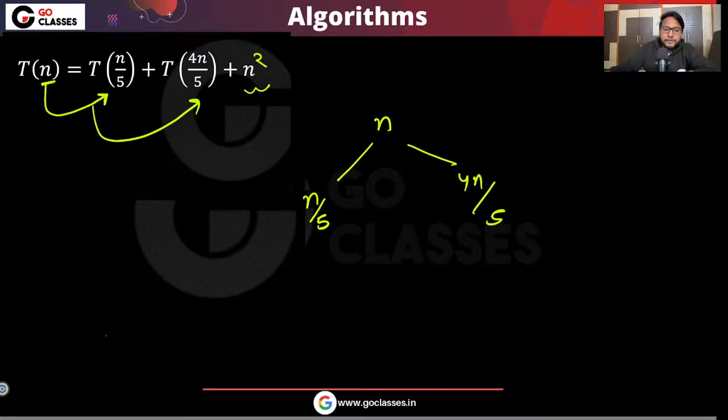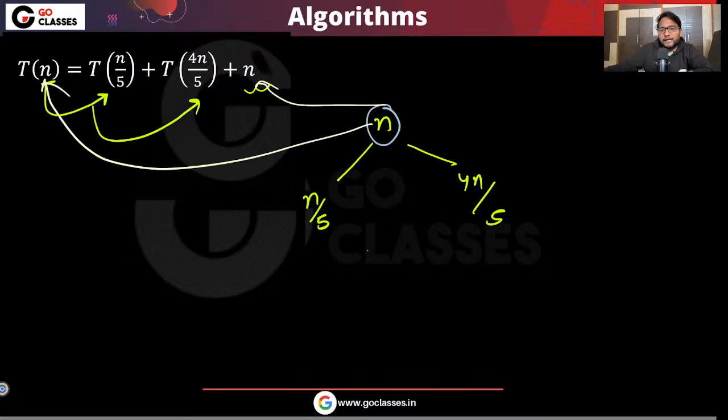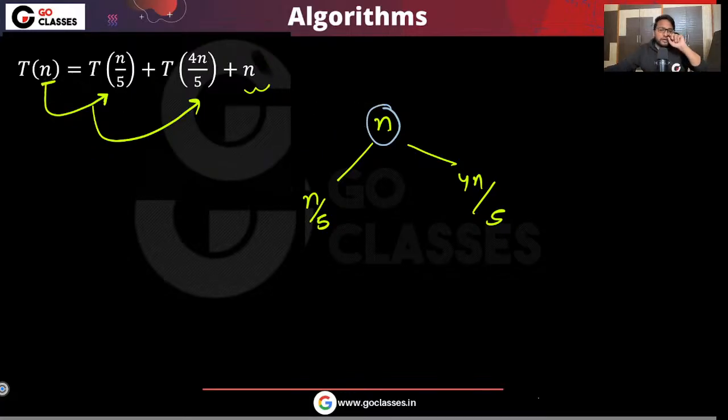Even if this is n square, I'm not writing n square here. This is not the n which is here; let's suppose this is the n, this is the n which is here. Basically I'm dividing the n into two parts. That's how we are solving.